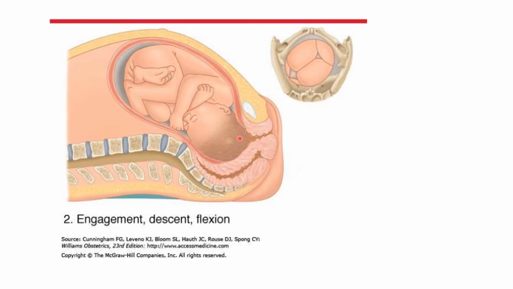So now the biparietal diameter has entered into the pelvis, that is engaged, and descent also has occurred, that is, it is coming downward also. Next movement is flexion.